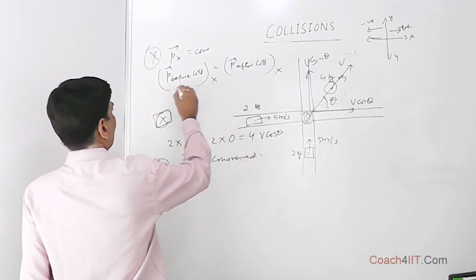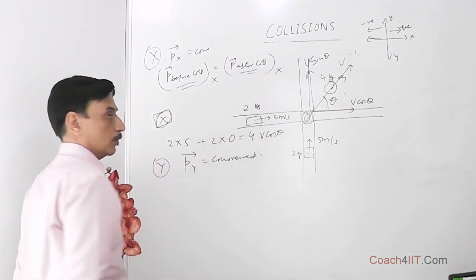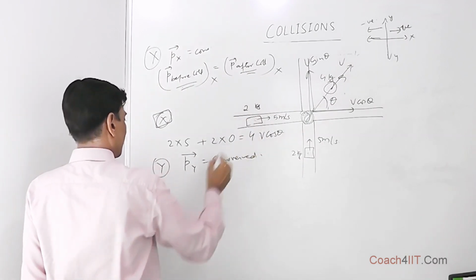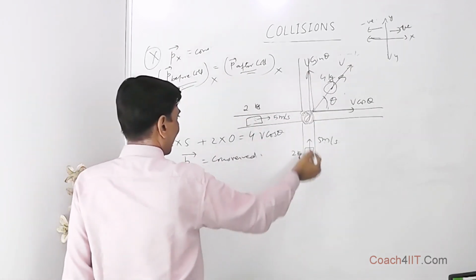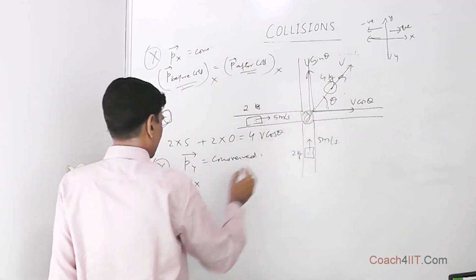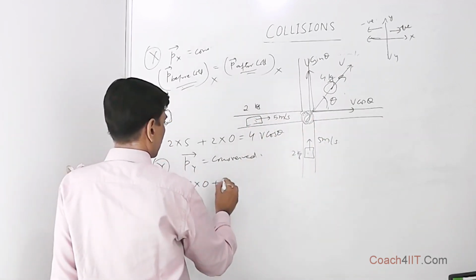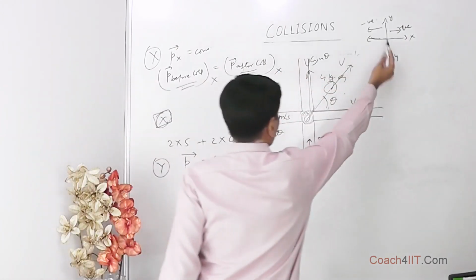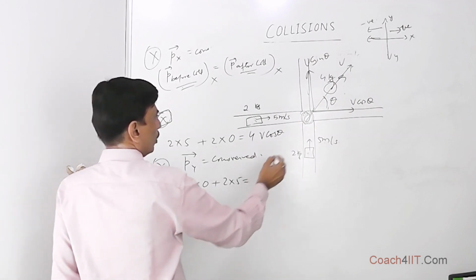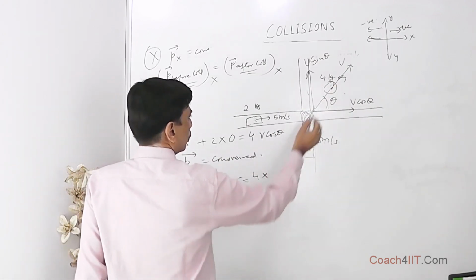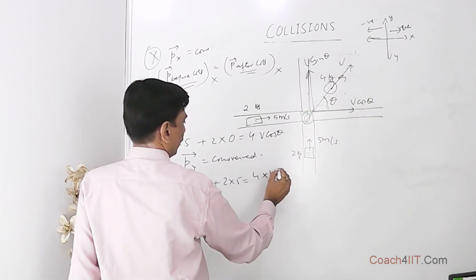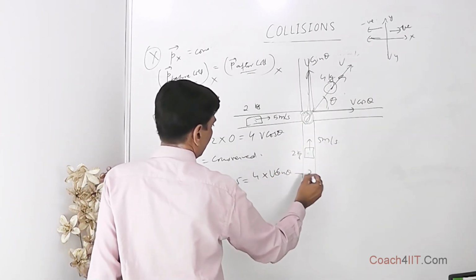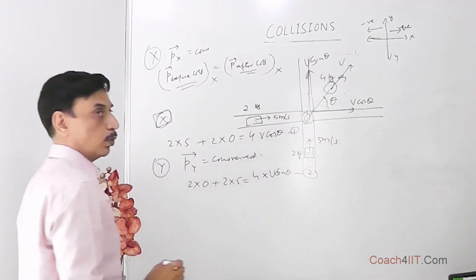The momentum before collision is equal to the momentum after collision along the y-axis. Momentum before collision is 2 into 0, since its velocity is purely along the x-axis, plus 2 into 5 in the positive y-axis. This is going up; we have taken this as positive. This is equal to the total mass 4 into the velocity, which is v sin theta. Suppose we take this as equation number 2 and the earlier one as equation 1.